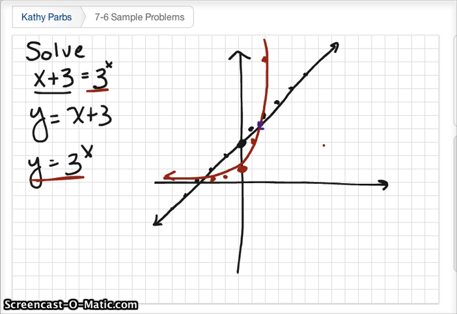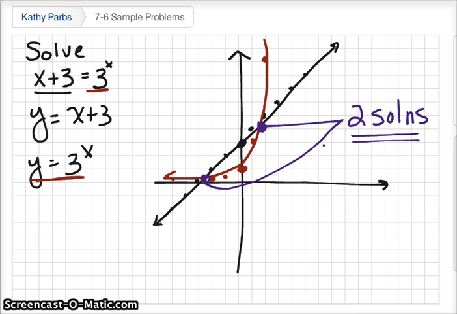So our solutions would be right here and right here where the graphs cross each other. And it would be easiest to graph this on your graphing calculator and then look at your table function to find these two values.